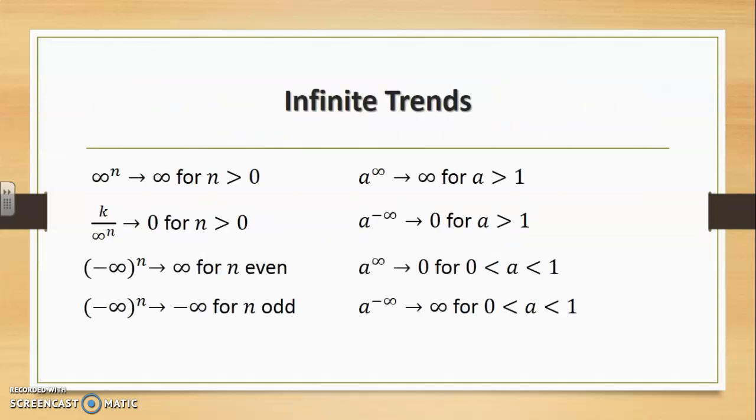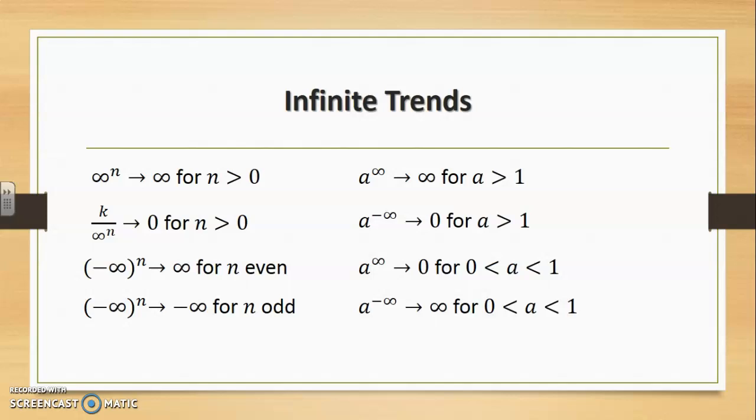So here are trends that you want to keep track of. Maybe take note of them and try to remember them as you progress throughout the course. One thing's for sure, an infinite number with a positive exponent, which is the first trend that we observe in our list, will head towards infinity. For that reason, k divided by infinity to the n will tend towards 0. We're dividing k by a really, really big number.